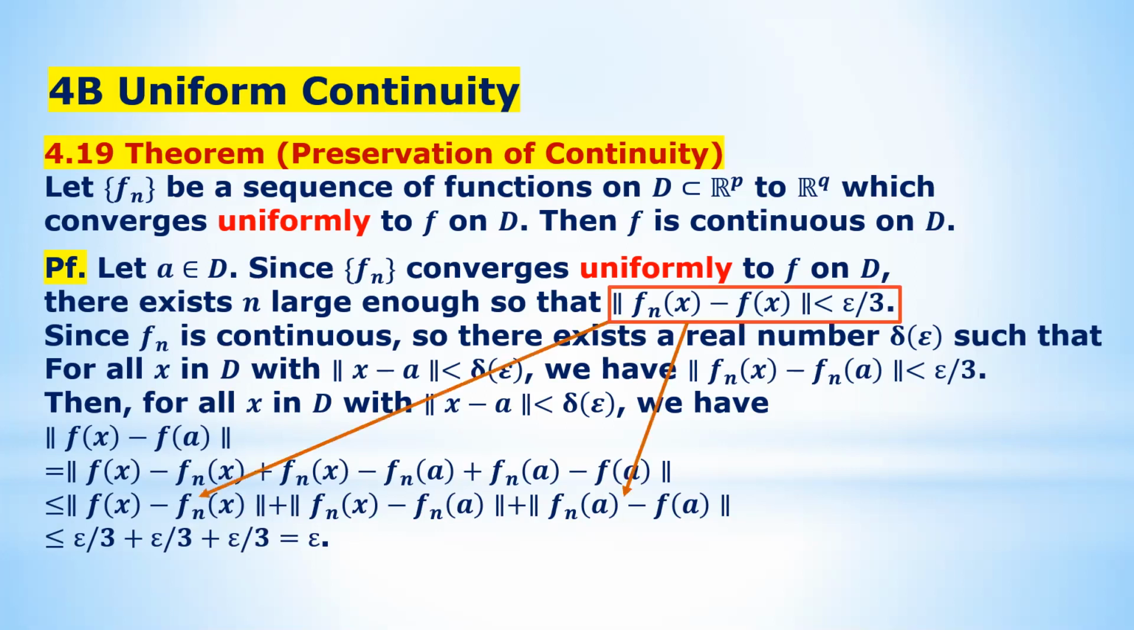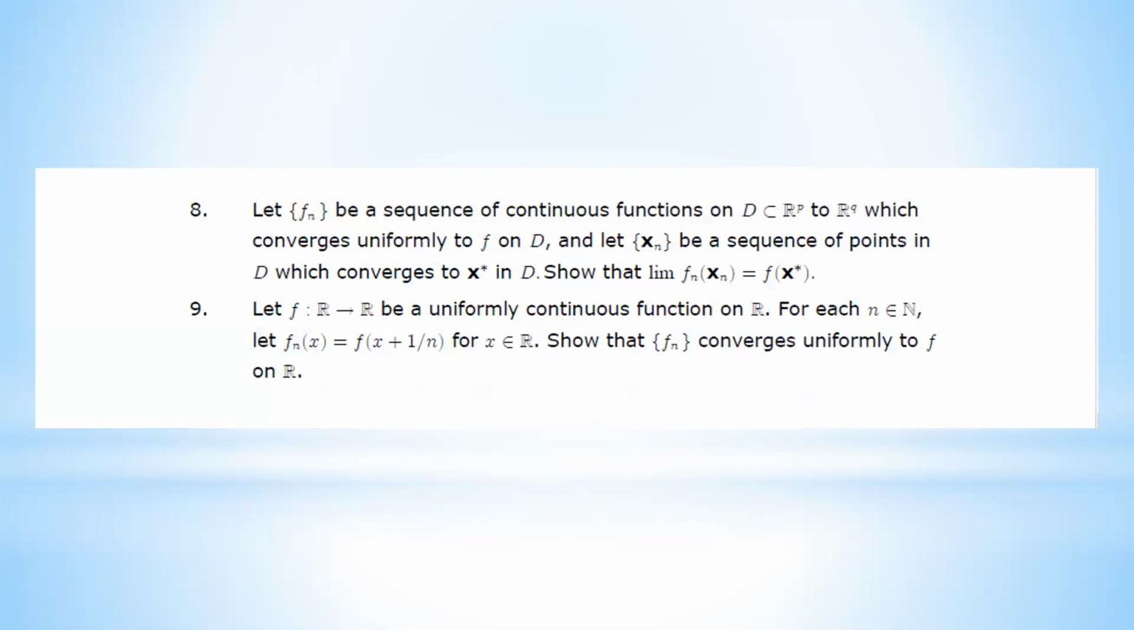So what I'm saying here is that because of the uniform convergence, the first inequality is established to handle the first and the third term. And the second inequality gives us the middle term, because they are all less than epsilon divided by 3. So the total is epsilon. So this shows that the function is continuous at A. So that's the proof. It's called the preservation of continuity under uniform convergence. Okay. All right. Any questions?